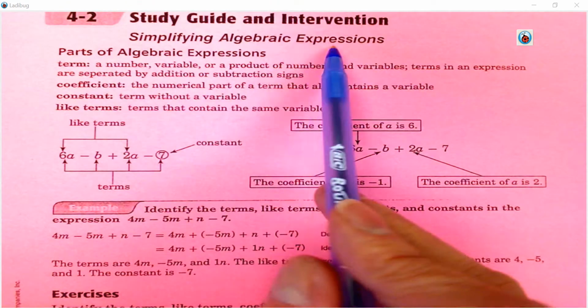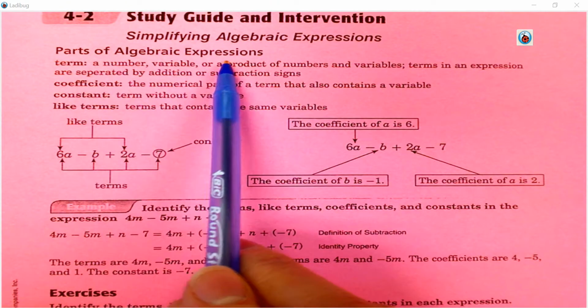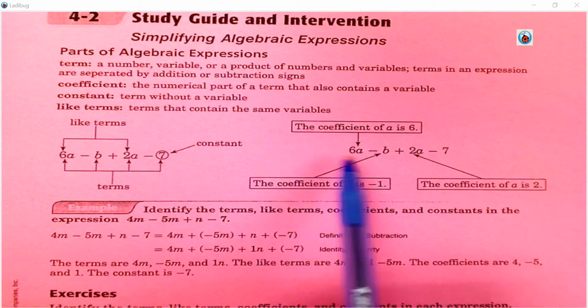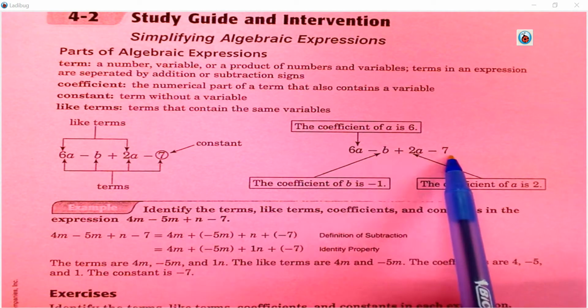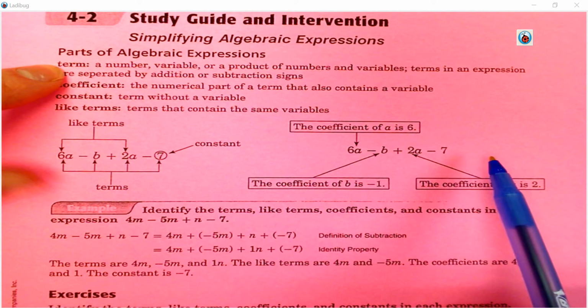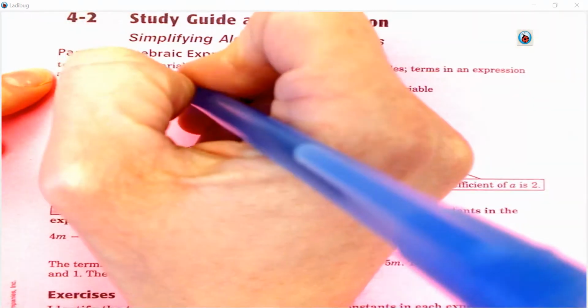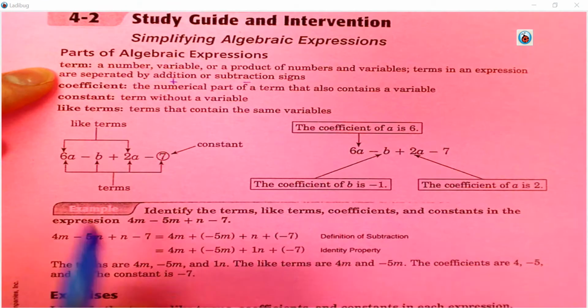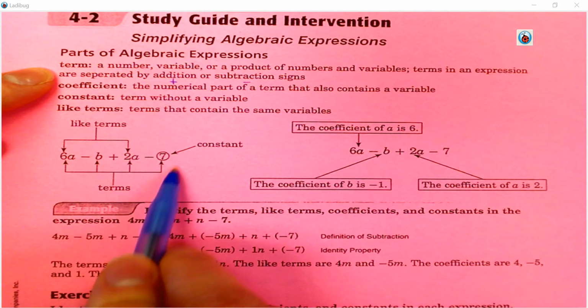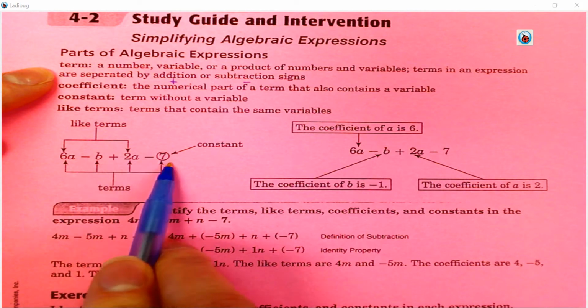Okay, simplifying algebraic expressions. So there are different parts of an algebraic expression, and this is what it looks like down here. There are terms. A term is a number, a variable, or a product of a number and variables, and they're separated by addition or subtraction signs. So I can see here are 4 terms. These 4 are your terms.